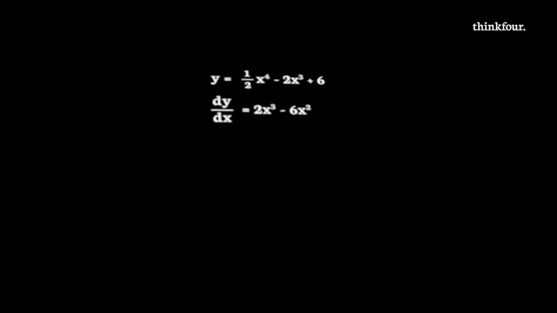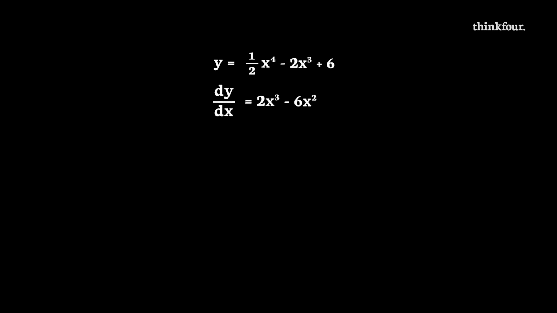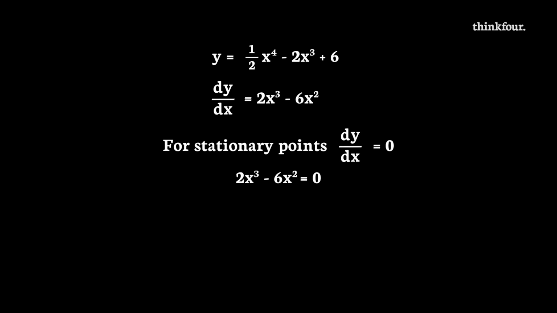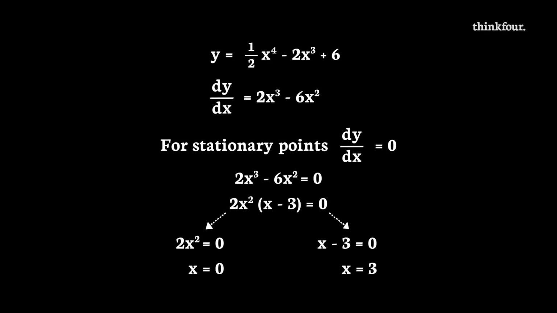Here is a function y equals half x to the power 4 minus 2x cubed plus 6. Its derivative is dy by dx equals 2x cubed minus 6x squared. To find the stationary points, we will set dy by dx equal to 0, as this will be the points where the gradient of the curve is 0. Then we can solve the equation to find the x coordinates. For this function, there are stationary points at x equals 0 and x equals 3.